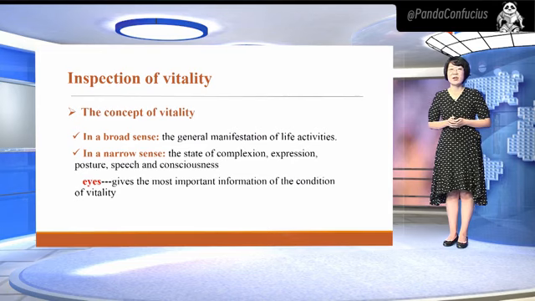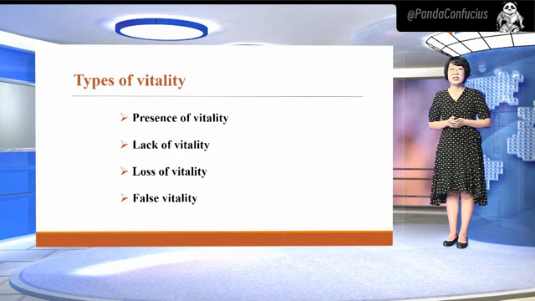Inspection of vitality. Vitality is abstract but specific. It has a broad definition and a narrow definition. In the broad sense, it's a general manifestation of life activities. In a narrow sense, it includes the state of complexion, expression, posture, speech, and consciousness. The expression of one's eyes usually gives the most important information of the condition of vitality. Vitality can be classified into 4 types, namely presence of vitality, lack of vitality, loss of vitality, and false vitality.